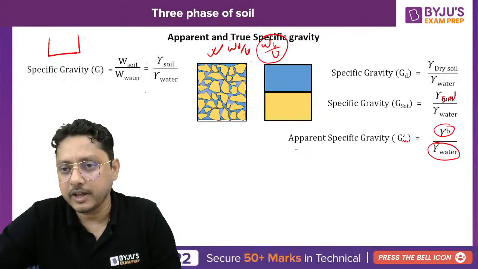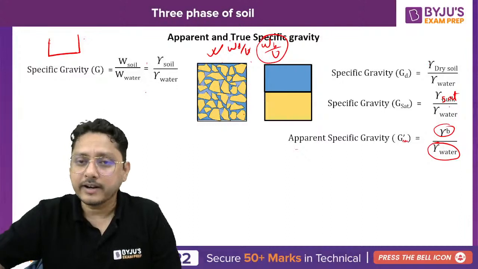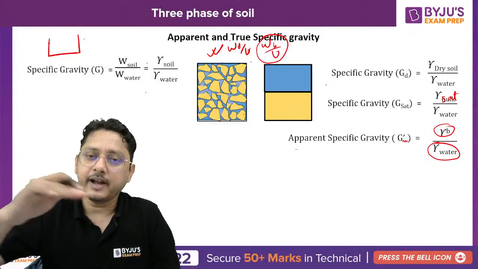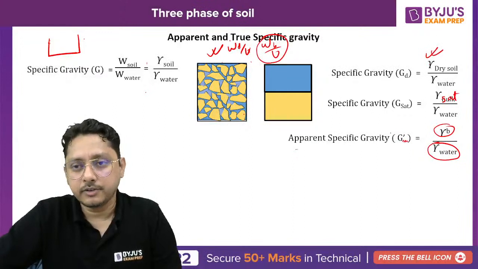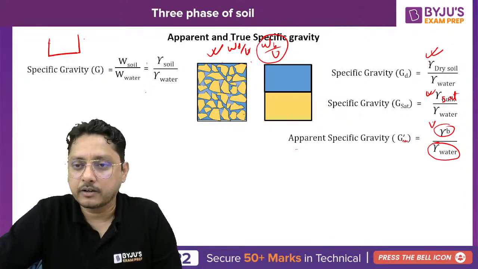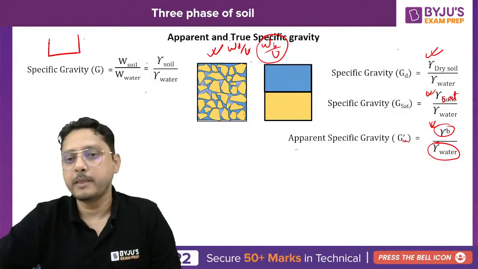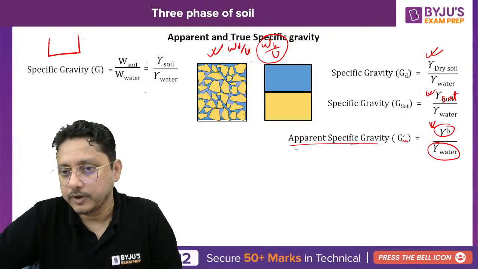Gamma of bulk is now saturated. Gamma saturated by gamma of water, that is, the unit weight of water. You can understand that specific gravity is changing in different situations. Gamma of the dry soil, gamma of the saturated soil, gamma of bulk: there is a huge variation, and all of that we are representing with apparent specific gravity. So it is a variable quantity.